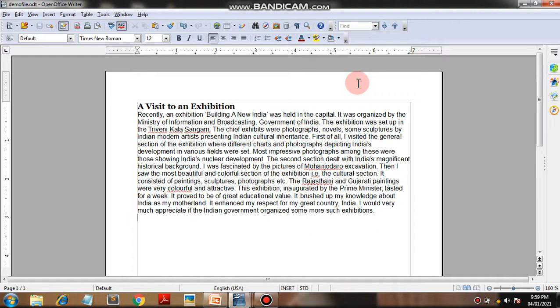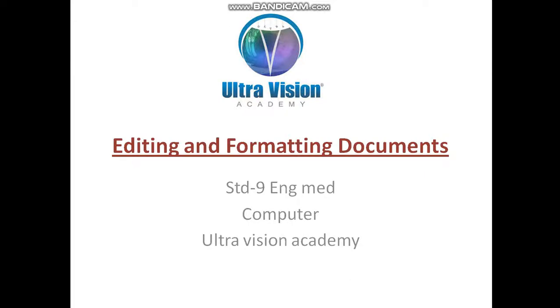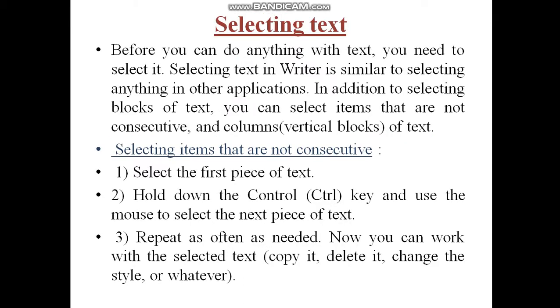Now, after typing any paragraph or any lines, there are more editing and formatting options available in OpenOffice Writer. For that, first of all, we learn what is editing and formatting documents, how to edit and format documents in Writer. Now, first is selecting text. Before you can do anything with text, you need to select it.